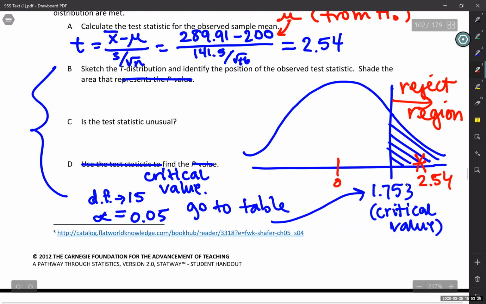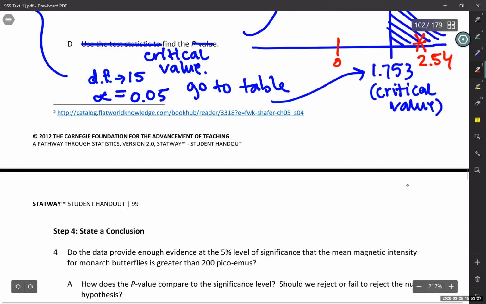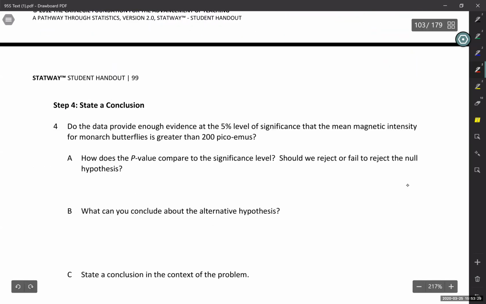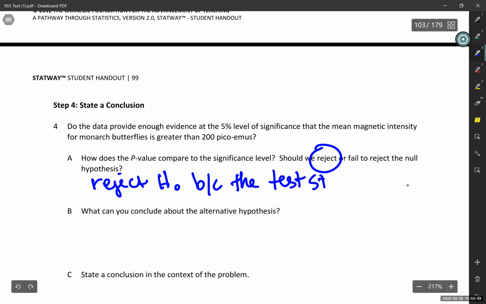All right, so what we want to do, it says, should we reject or fail to reject the null? It landed, we're going to reject the null because the test statistic landed in the reject region.